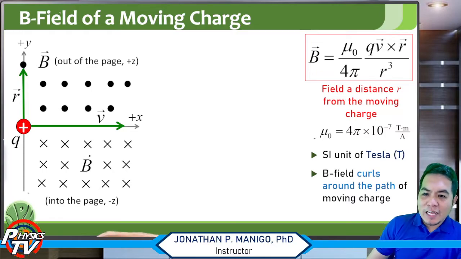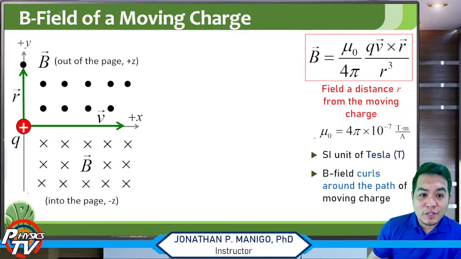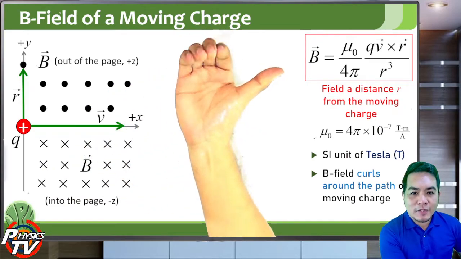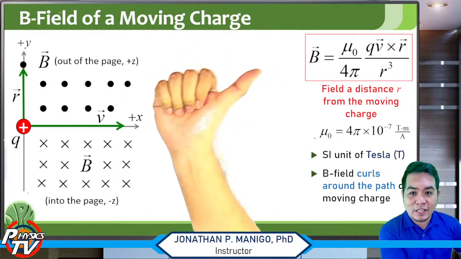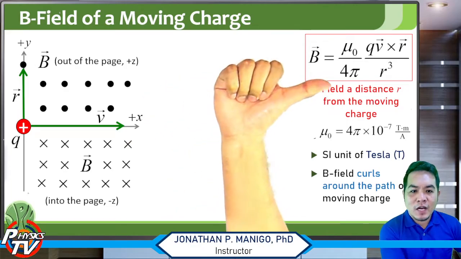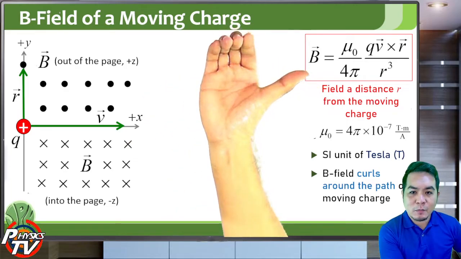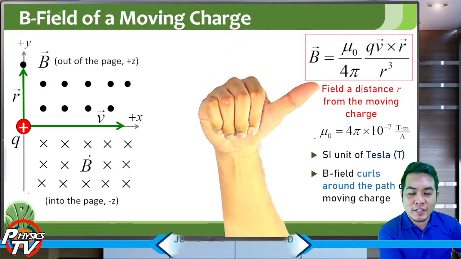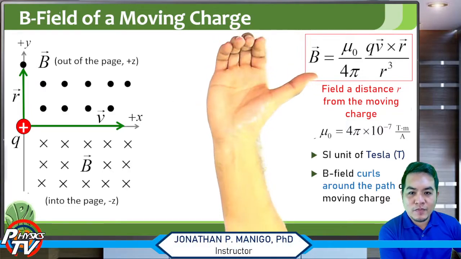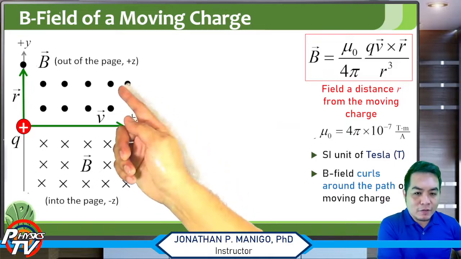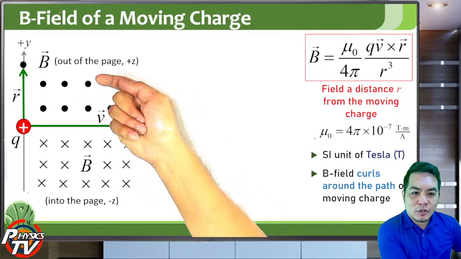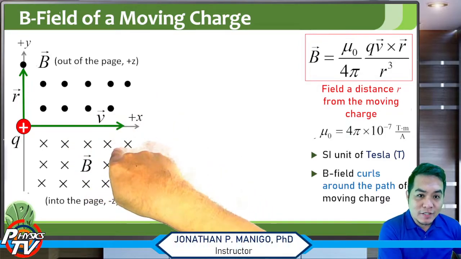So the magnetic field actually curls around the path of the moving charge. If this is the path of the moving charge, then the magnetic field is curling. So it's still the right-hand rule. If this is the direction of the path of the moving charge, then the direction of the magnetic field is the curl. When you curl your fingers around your thumb, that's the direction of the magnetic field. So this magnetic field points out, and then it curls around and goes inside.